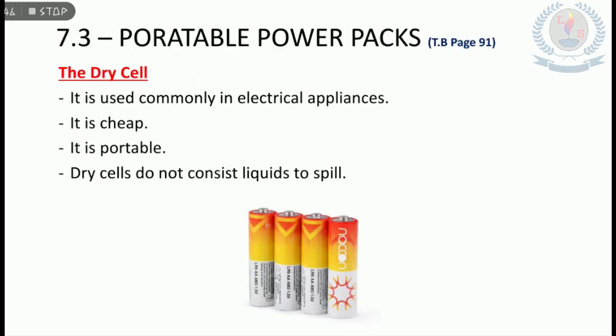Portable power packs. So here we are going to discuss about some batteries. A battery is made up of a collection of cells joined together. So here let's see what are the special characteristics of some types of cells. Dry cell. It is commonly used in electrical appliances nowadays. Its shape can be carried easily as it doesn't consist liquids to spill.